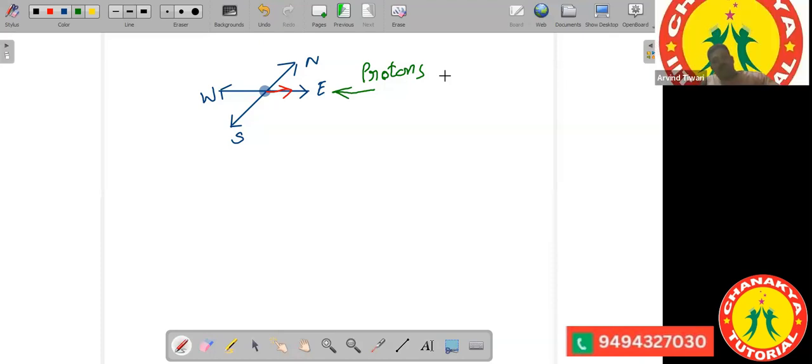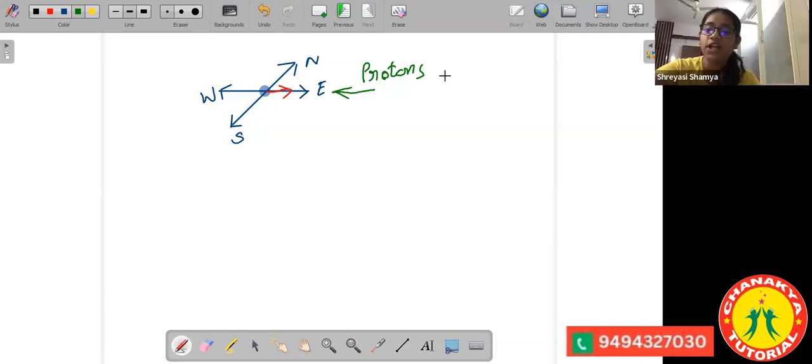Clockwise, sir, because of the hand thumb rule, sir, it's pointing behind us. If we move our hand, sir, it goes from down south to north, because clockwise is that way, sir.